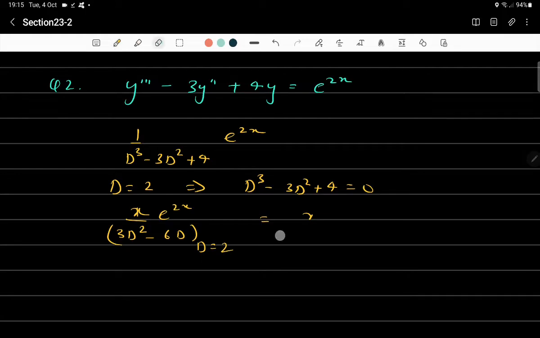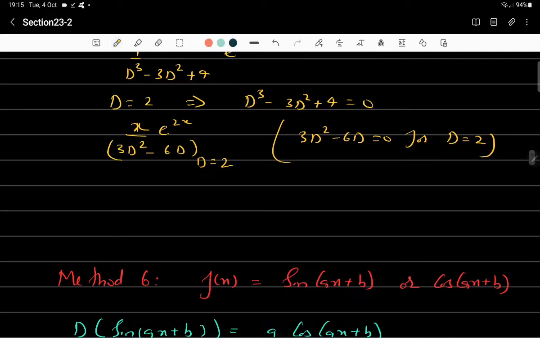But again you will observe here that 3D square minus 6D is equal to 0 for D is equal to 2. So it means that you need to write it as x square e raised to the power 2x, again differentiating, which gives you 6D minus 6, sorry, I cannot neglect that term, 6D minus 6 at D is equal to 2, so that gives you x square e raised to the power 2x by 6. Yes, if you solve it using undetermined coefficients also, it would take an equal amount of time.